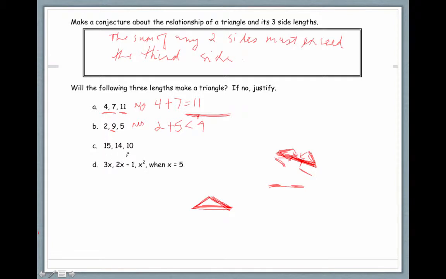On this one, 14 plus 15 is greater than 10, 14 plus 10 is greater than 15, and 15 plus 10 is greater than 14, so this is yes. Now this one we need to work out. When x is 5, this one is 15, this one is 9, and this one is 25. 15 plus 9 is 24, which is less than 25, so this one is no.